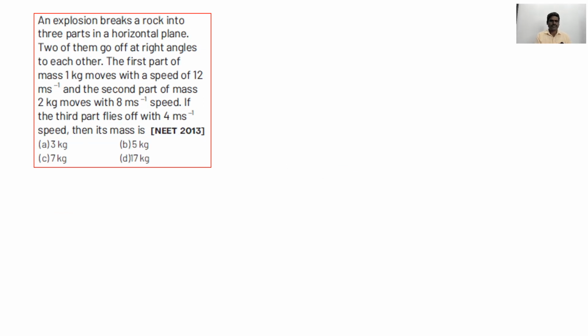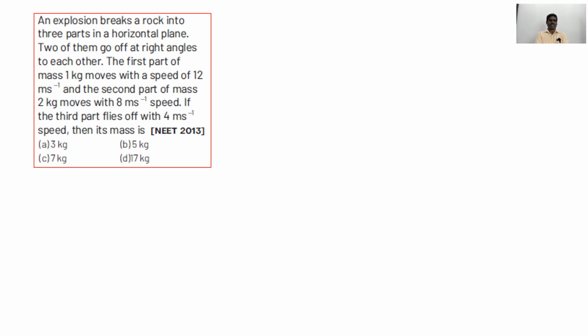Next problem. An explosion breaks a rock into 3 parts in a horizontal plane. 2 of them go off at right angles to each other. The first part of mass 1 kilogram moves with a speed of 12 meter per second, and the second part of mass 2 kilogram moves with 8 meter per second speed. The third part flies off with 4 meter per second speed, then its mass is dash.